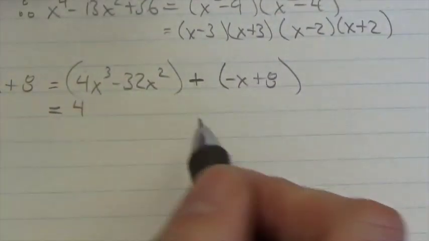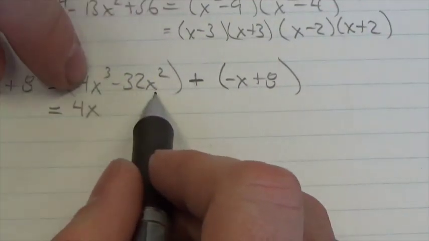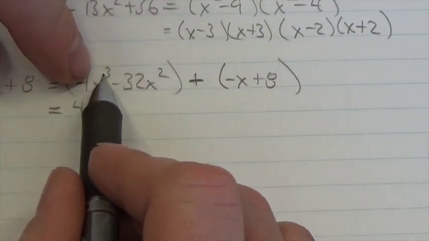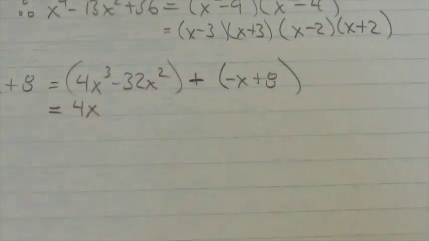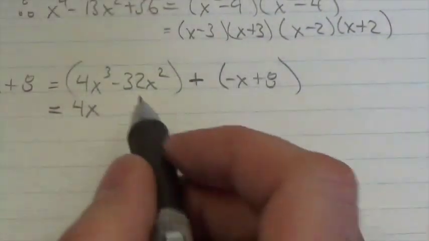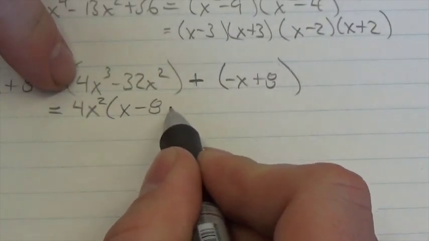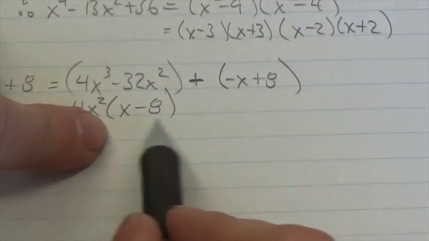Well, a 4, and then when I look at the variable, I'm always looking for the smallest exponent, because that would definitely be common. I can't pull an x cubed out of both of them, but I could pull out an x squared, and when I do that, I will be left with x minus 8. So that's what I'm left with.